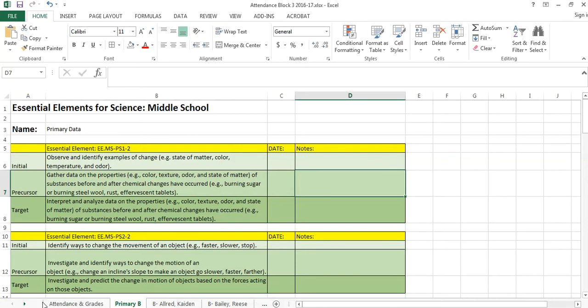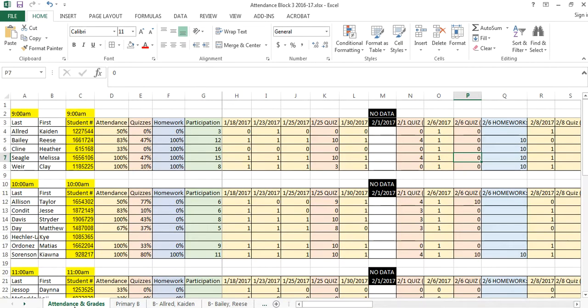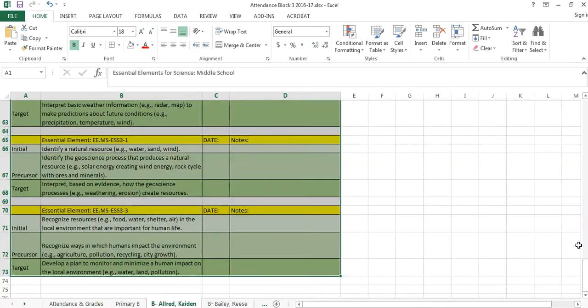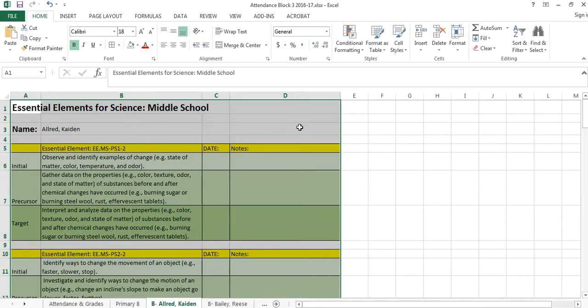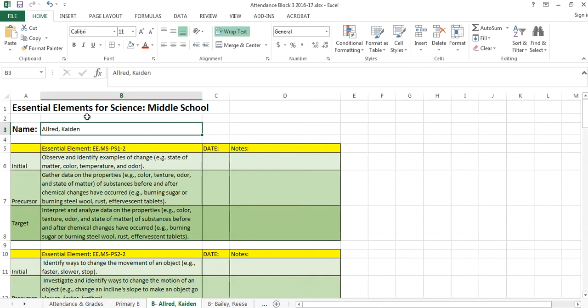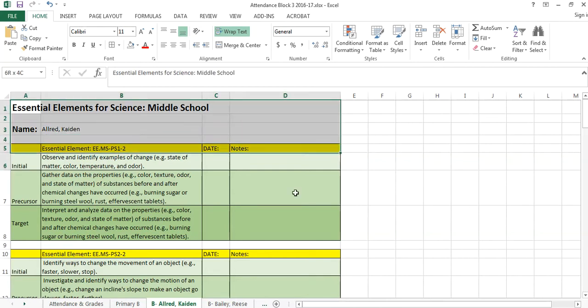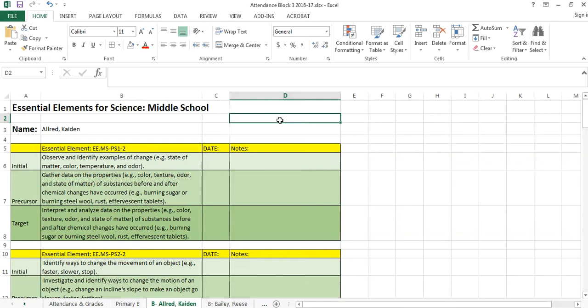This attendance and grades, I mean, if I can figure out how to do what I'm trying to do, I probably can get for each of these students attendance, quiz, homework, and participation grades put over on each of these. I don't have that there right now. These are just sheets for their IEP goals. These are actually just for their standards kind of thing.